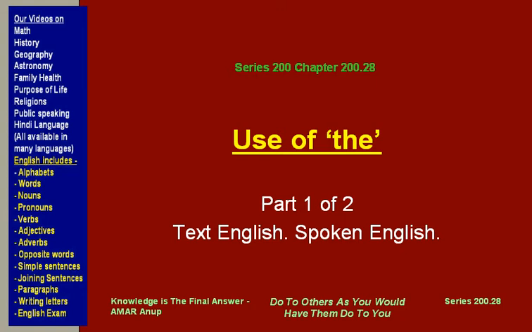Series 200, Chapter 200.28, Use of the, Part 1 of 2, Text English, Spoken English.